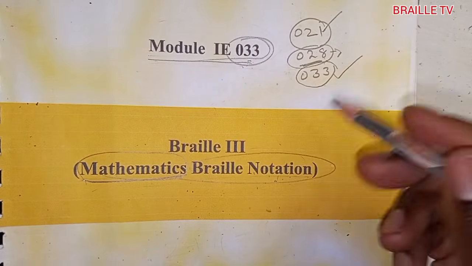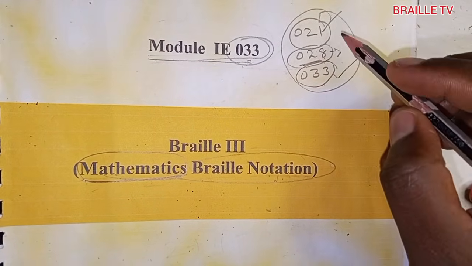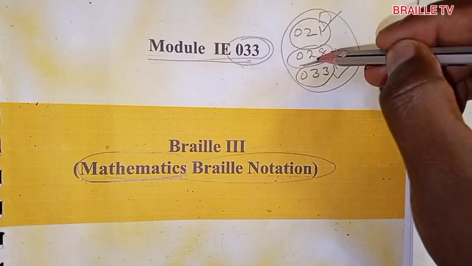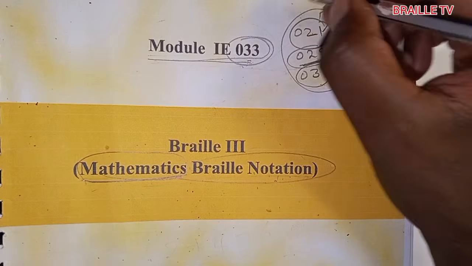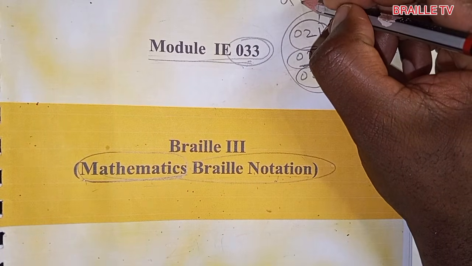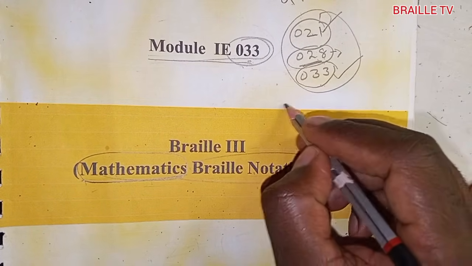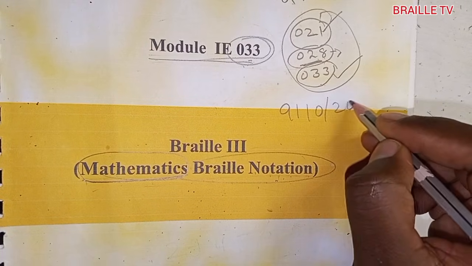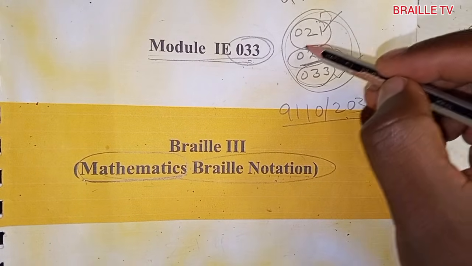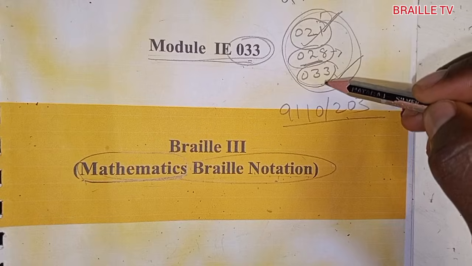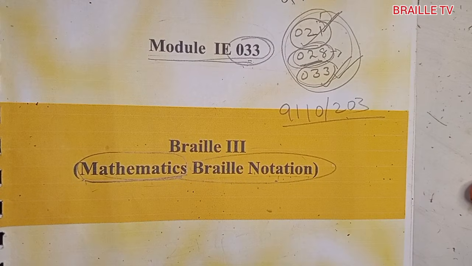So I told you a complete Braille course has 3 modules. That paper has these 3 modules. I told you that paper is 9110 stroke 203. Let me write here, 9110 stroke 203. This paper contains these 3 modules. Module 21, we are done with it, then we are going to look at module 033, and finally we will look at the Advanced English Braille.